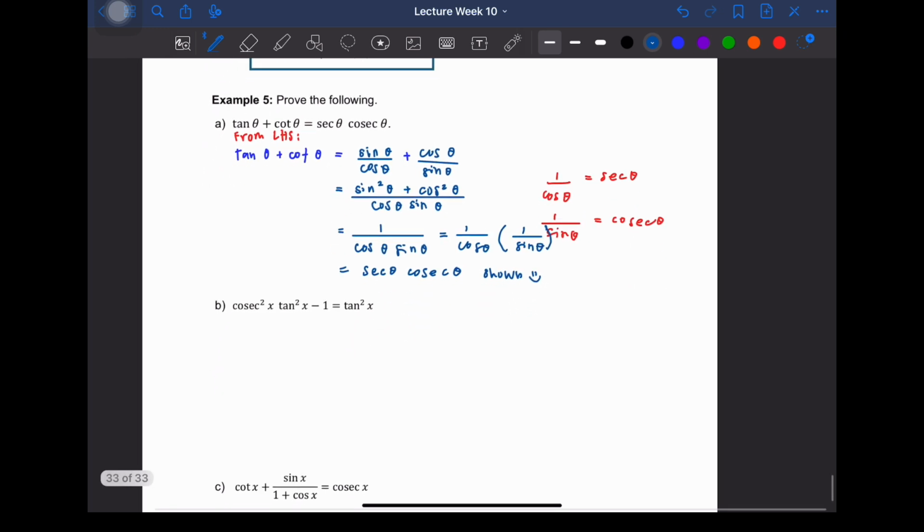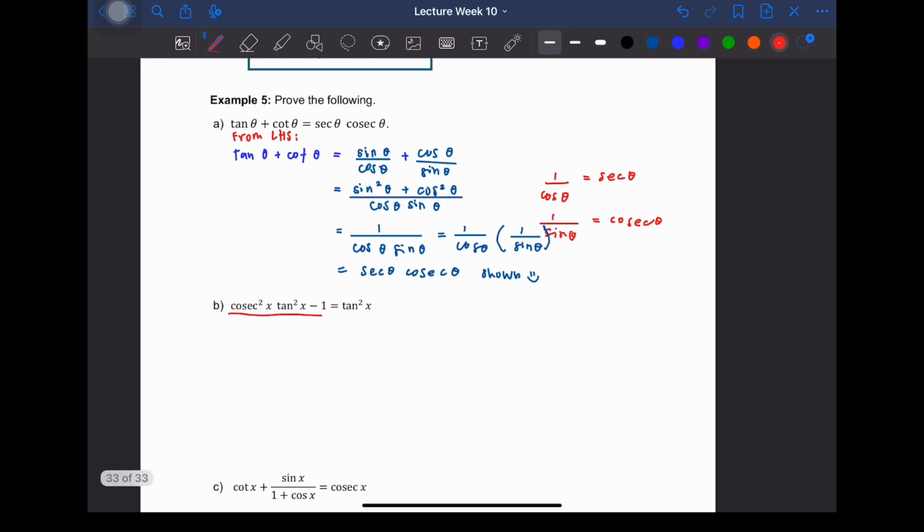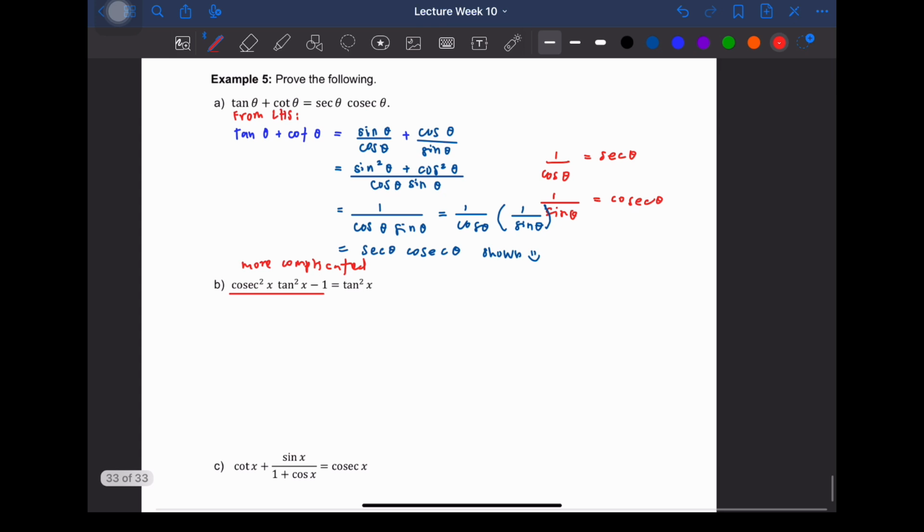Okay, next one, example seterusnya. So this one, next one adalah kita ada cosecant square x tan square x minus 1 equal to tan square x. Okay, so mana yang lebih complicated adalah the left hand side over here, more complicated. Okay, so sentiasa pilih yang lebih complicated. Okay, so means that we start from left hand side as well. Okay, so we have over here cosecant square x tan square x minus 1. Okay, so apa yang kita boleh buat dekat sini? Kita kena try and error.